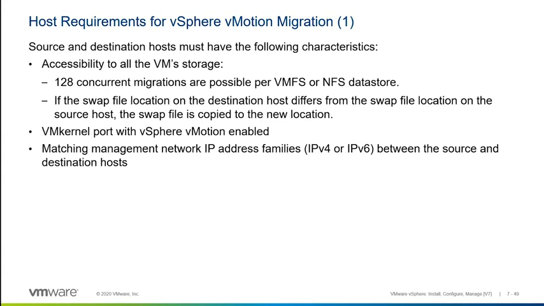But there are also some requirements for the host. How many vMotions can a host actually execute? That sort of thing. So we've got to have accessibility to all of the storage. Both the source and the destination hosts have to have accessibility to all the storage that the virtual machines are utilizing. And we can actually perform 128 concurrent migrations per VMFS or NFS data store.